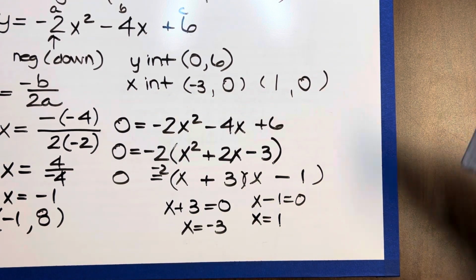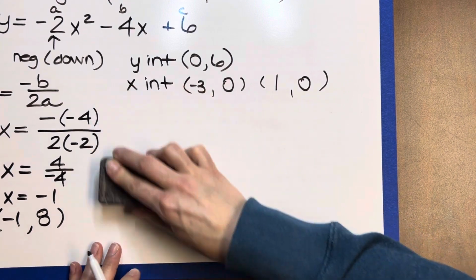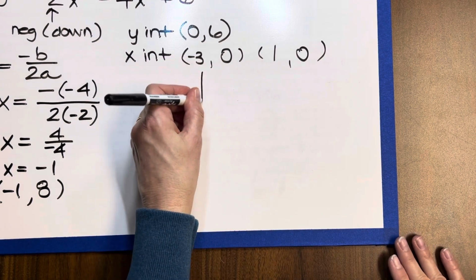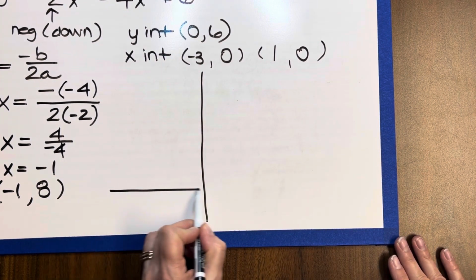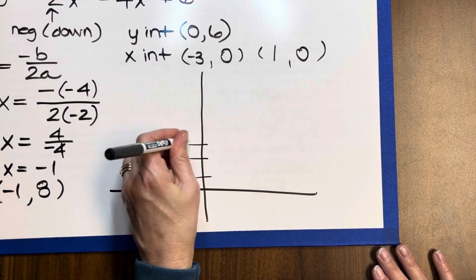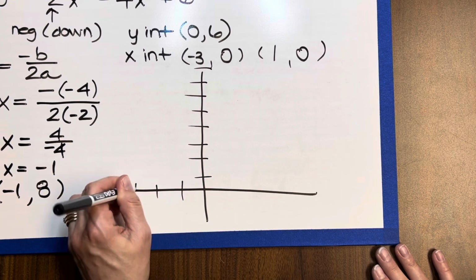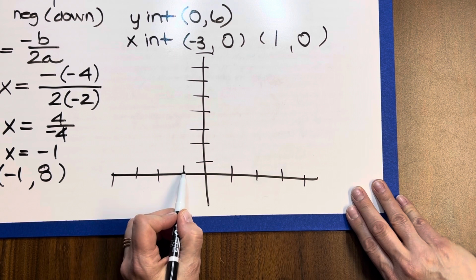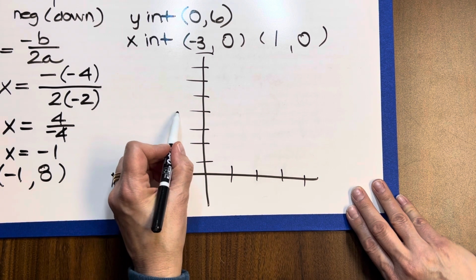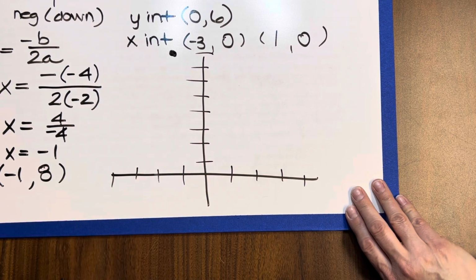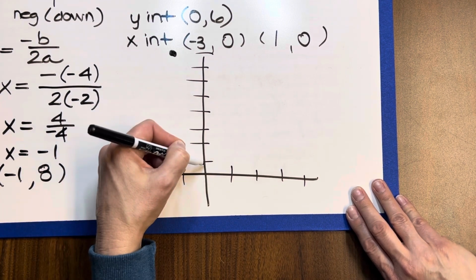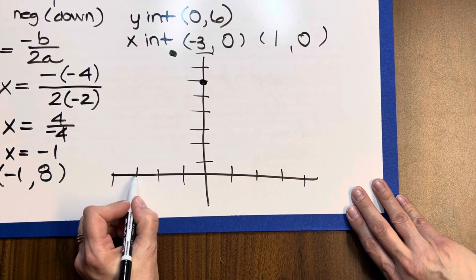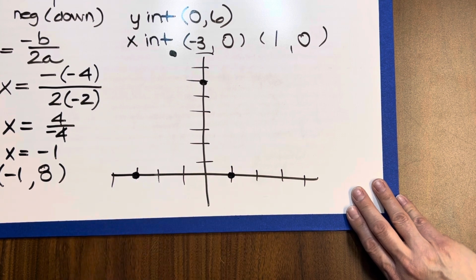So I now have lots of different points that I can use to graph, and I'm going to do just a sketch for this. So I've got a pretty tall vertex, remember? And I'm going to make some values on my x-axis. So negative 1, 8. So negative 1 on the x, and then 1, 2, 3, 4, 5, 6, 7, 8, way up here. And then my y-intercept is at 0, 6. So 0, 6 is here. And then my x-intercepts, so at negative 3 and positive 1.